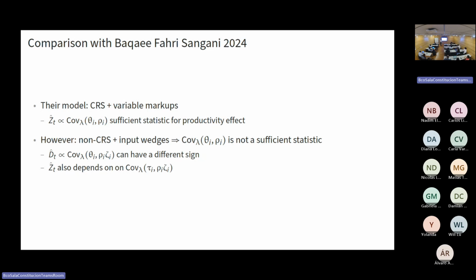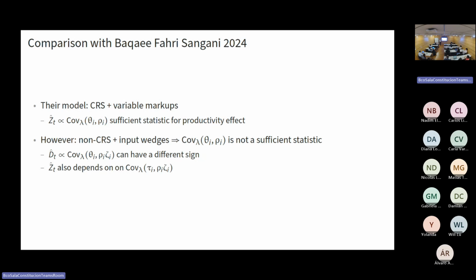So when you have constant returns to scale and no input wedges, then the covariance at the end between pass-throughs and demand elasticities is going to be sufficient for TFP. Now, when you depart from that, this is not going to be true for 2 reasons. Just moving to non-constant returns to scale is going to mean that you not only care about rho, but you care about the effect of changes in quantities and changes in marginal cost.